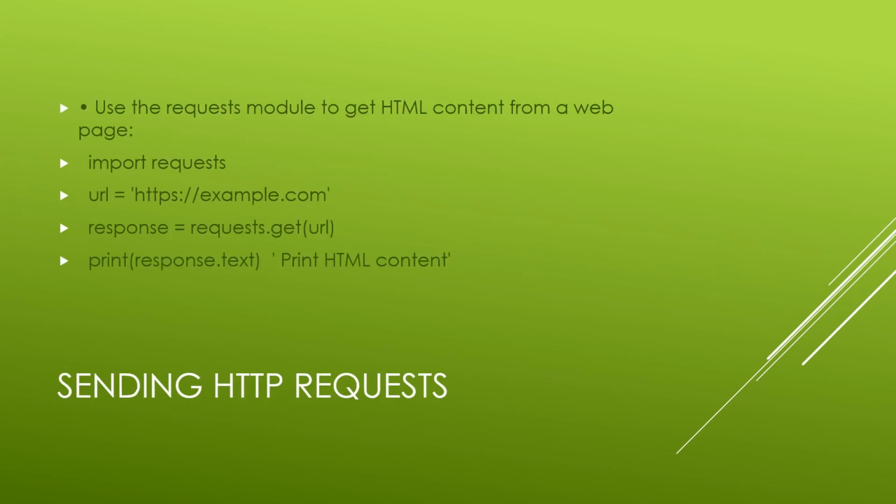Once the libraries are installed, we can send HTTP requests to fetch a web page. For example, we use the requests library to send a GET request to a URL and then access the HTML content using response.text. This gives us the raw HTML of the page, which can be parsed with Beautiful Soup.